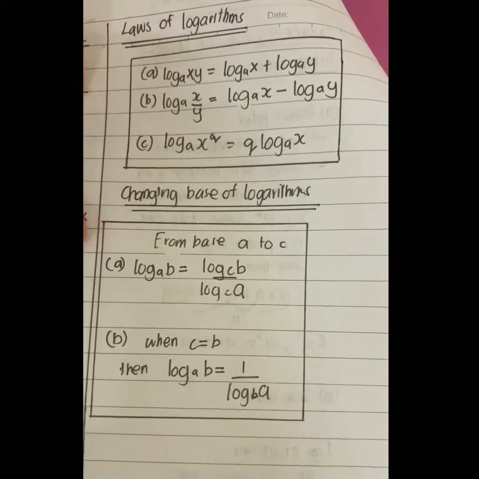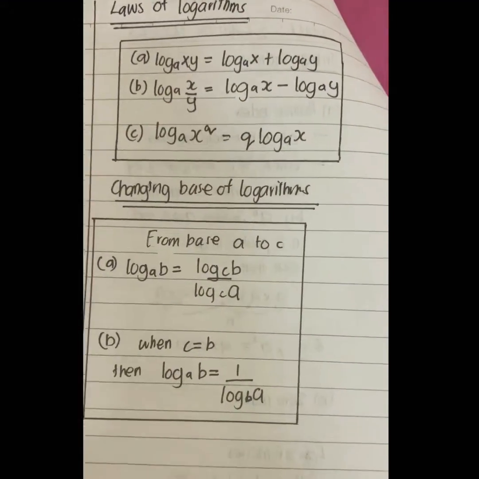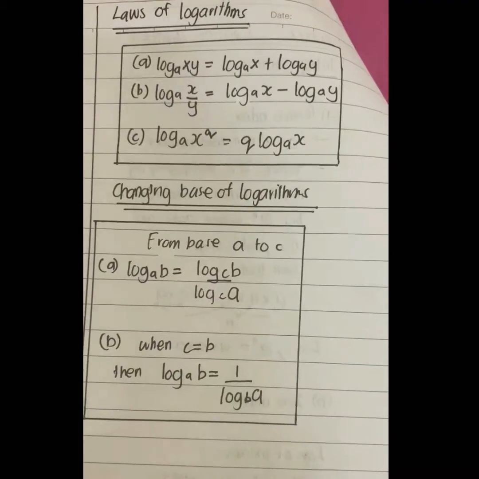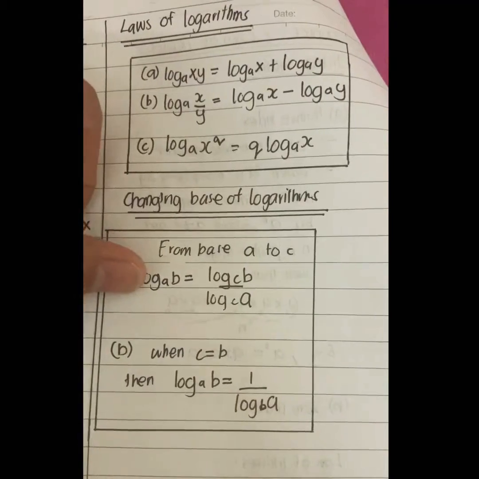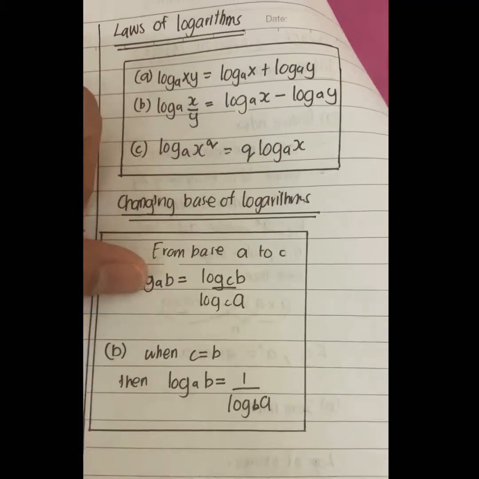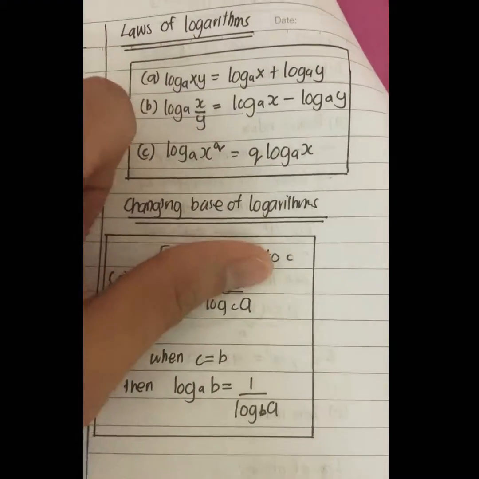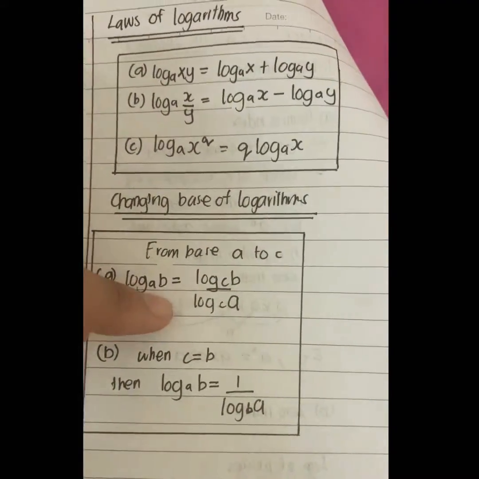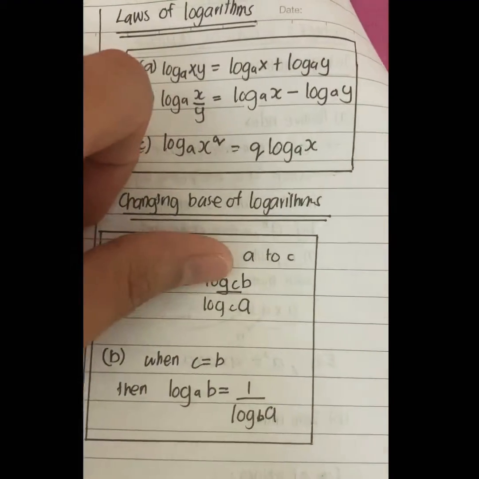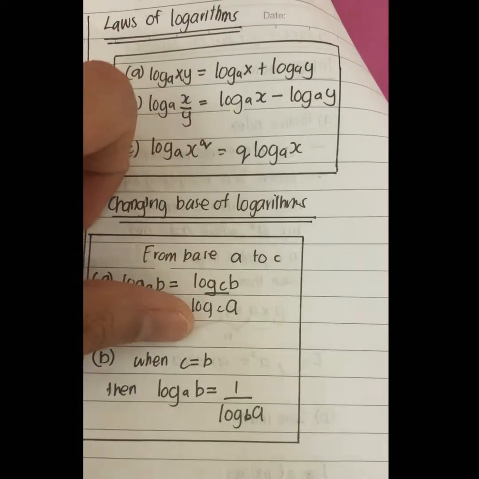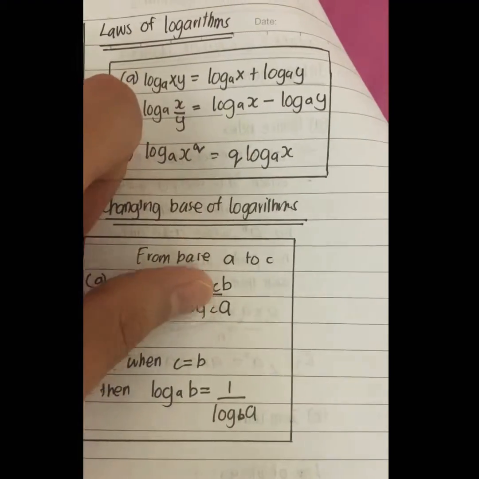And then the last thing that you must know under this topic, indices and logarithm, is how to change the base of a logarithm from base a to c. For example, given log b to the base a, now we want to change to the new base c. So we will have log b to the base c over log a to the base c. So here we have the new base.